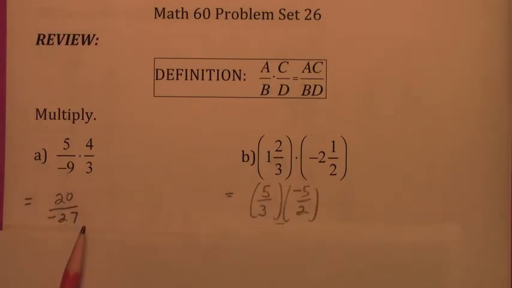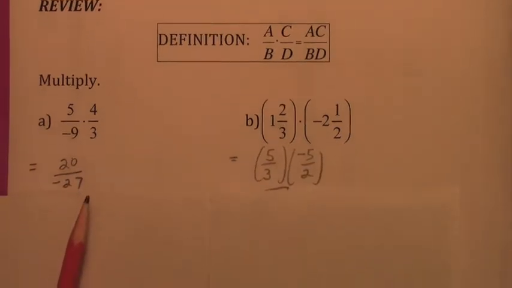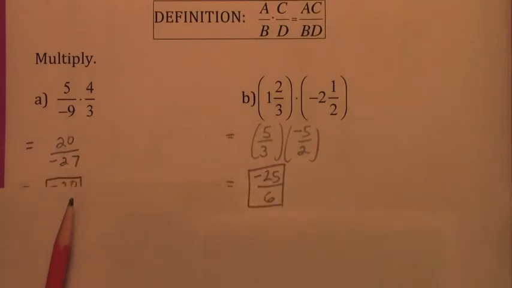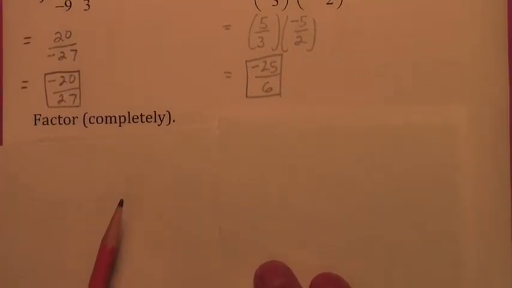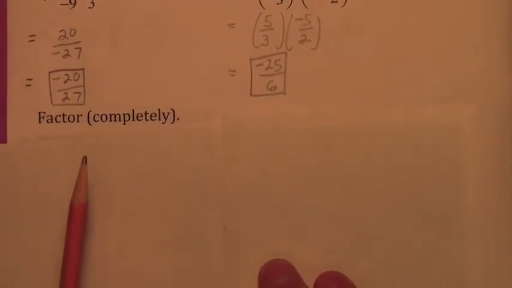For this one, you're going to want to change to improper fractions first. And when you multiply straight across, you get negative 25 over 6. Okay, for reasons you'll learn in just a minute, the concept of factoring is going to come into play here heavily when we reduce fractions.